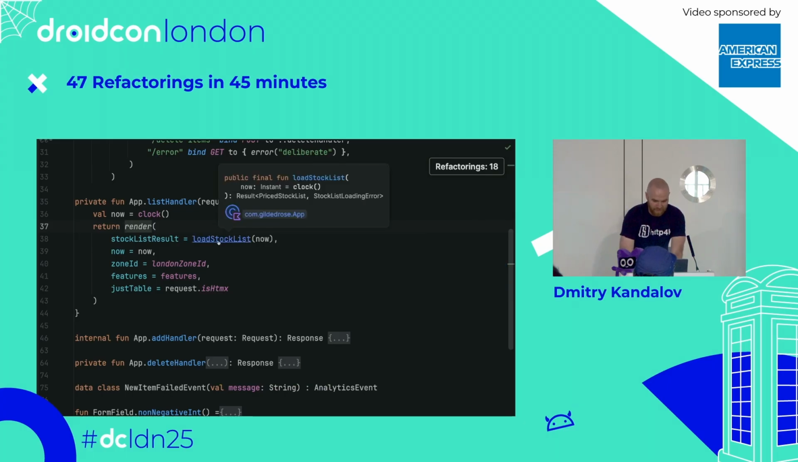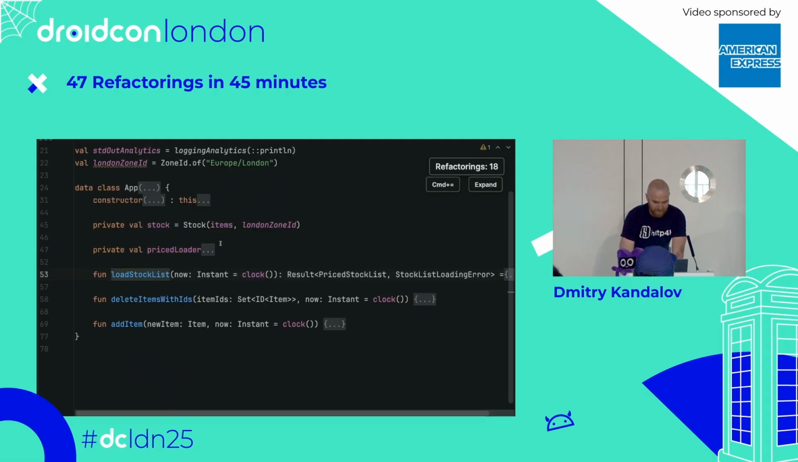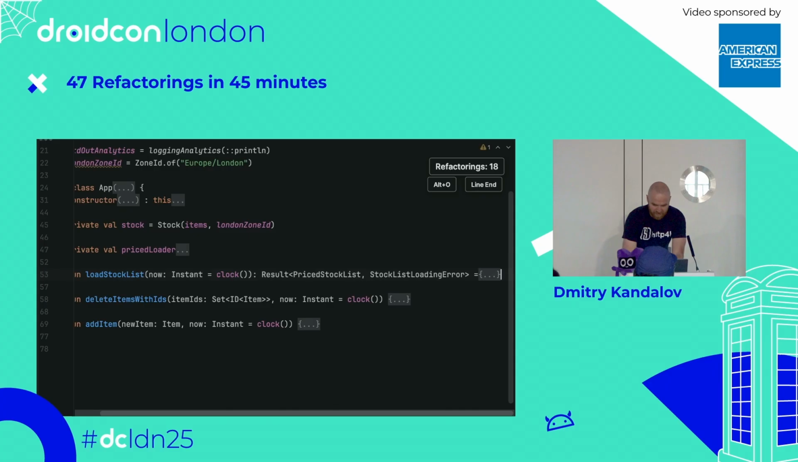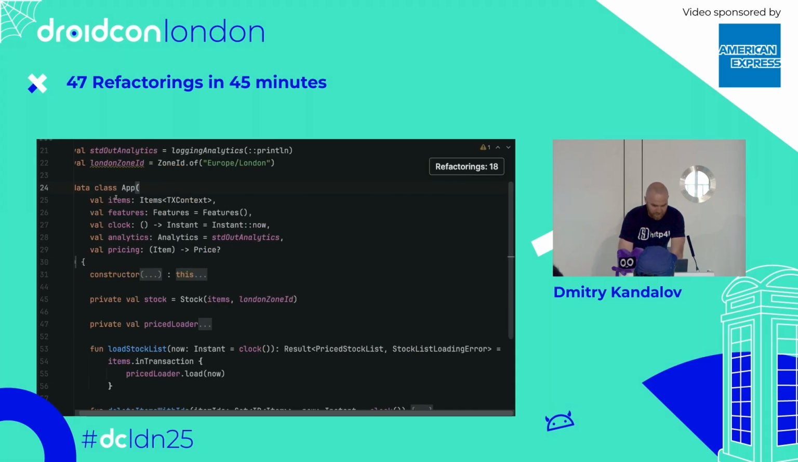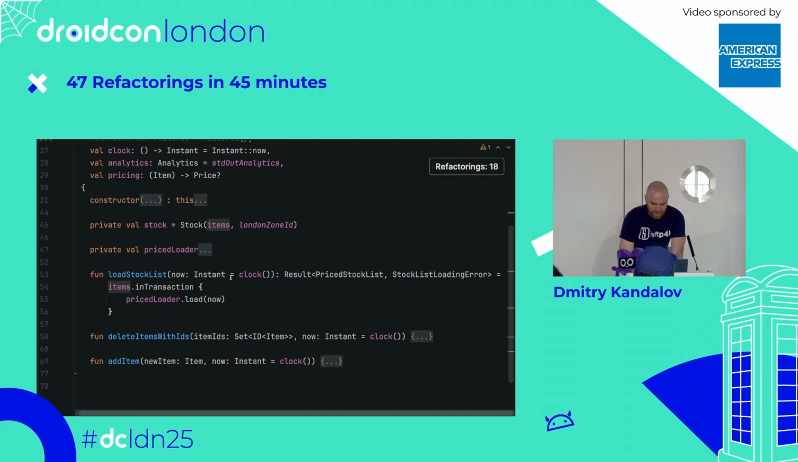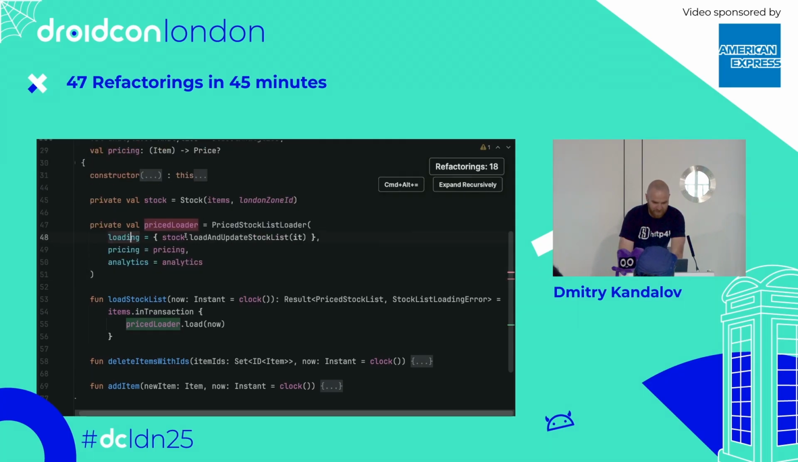So what we can look at is how loading works, right? And this will take us to the app. So if I collapse it and expand a bit, we are in the app now. How does this thing work? It's using items, which I believe is a database thing, and it does something in a transaction, then it uses a price loader. Okay, that's a bit sophisticated. And the price loader has a stock which does load and update.